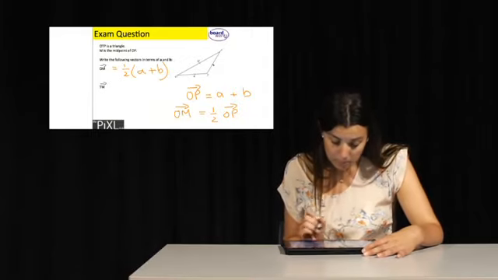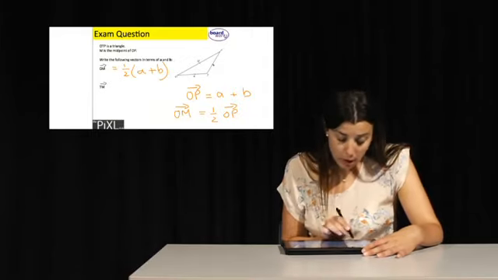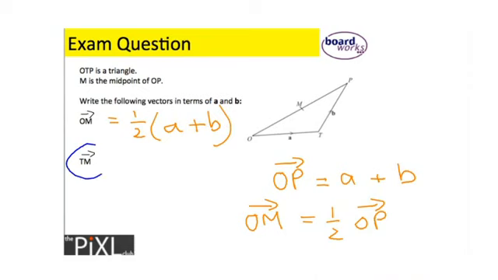The second vector we're asked to find is TM, this one.